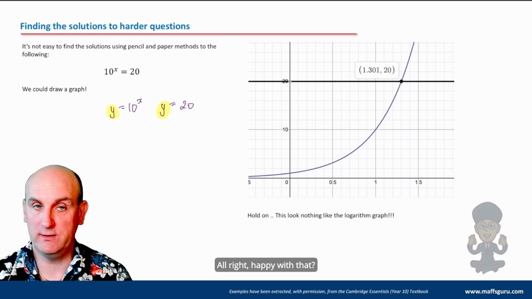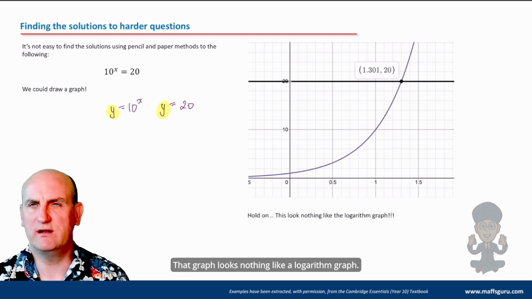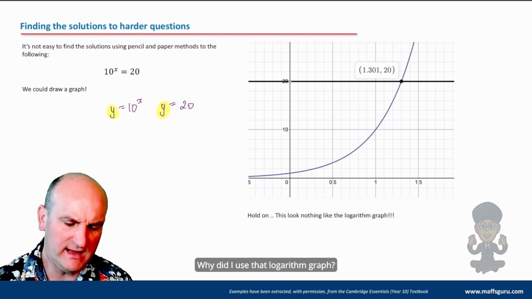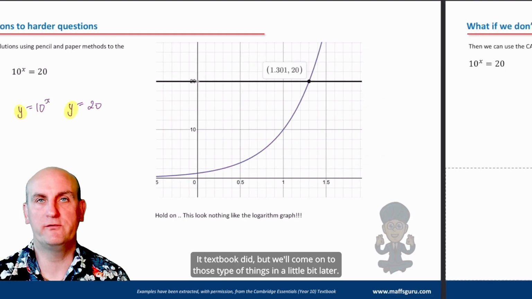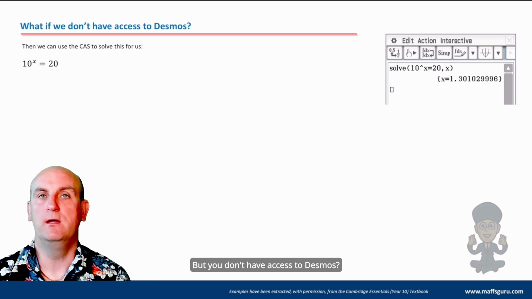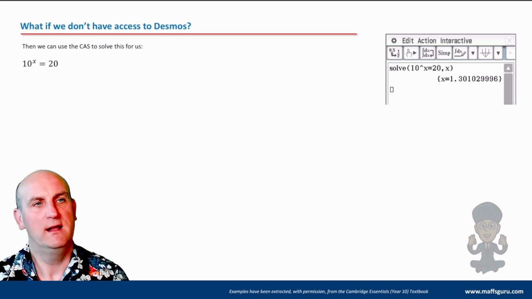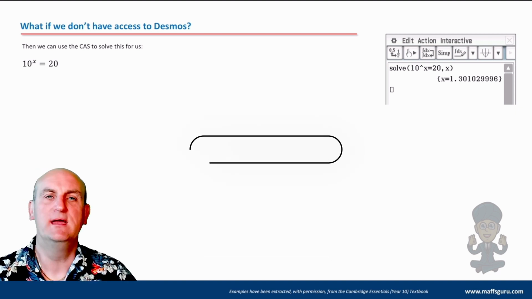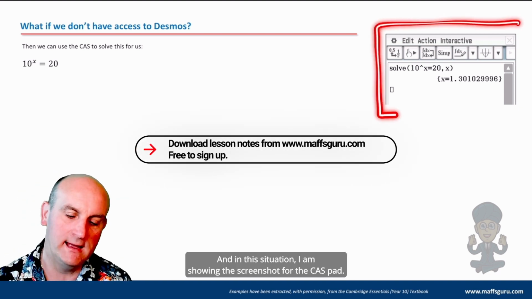Happy with that? Good. Hold on a moment. That graph looks nothing like a logarithm graph. Why did I use that logarithm graph? Well, I didn't. The textbook did, but we'll come on to those things a little bit later. But you don't have access to Desmos? You don't have access to your graph thing? That's right, we can use the CAS to solve for this. In this situation, I am showing the screenshot for the Lastpad.